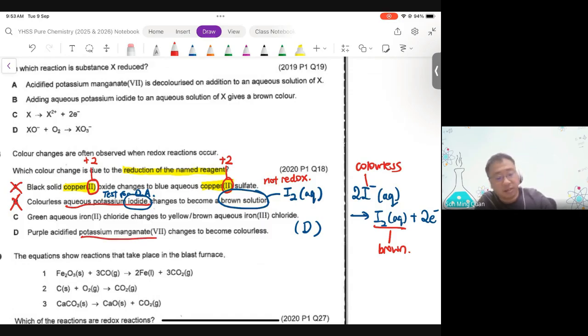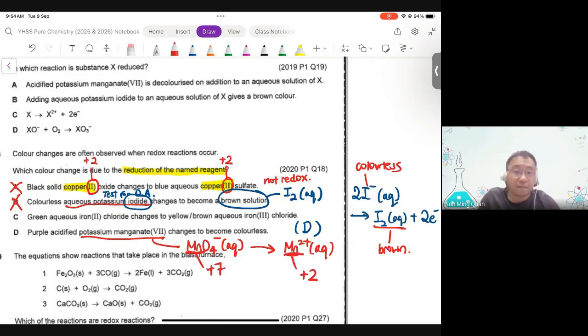How do you know the answer is D? Because MnO4 minus is purple. Now it went all the way to Mn2 plus. Okay, I didn't balance this equation. But what you need to know is that MnO4 minus became Mn2 plus. So if we calculate the oxidation states, +7 to +2. So the oxidation state of manganese has decreased from +7 in MnO4 minus to +2 in Mn2 plus. Therefore, we say that MnO4 minus is reduced.